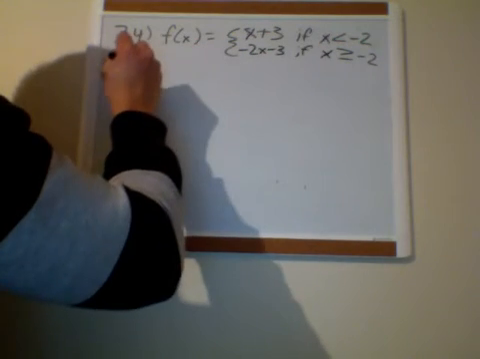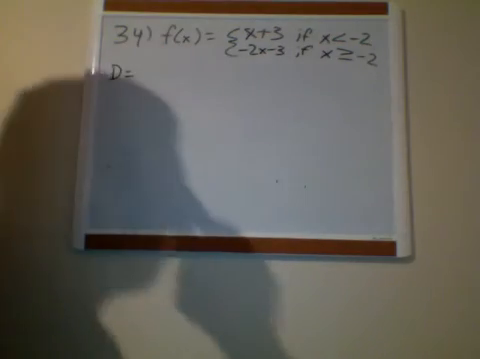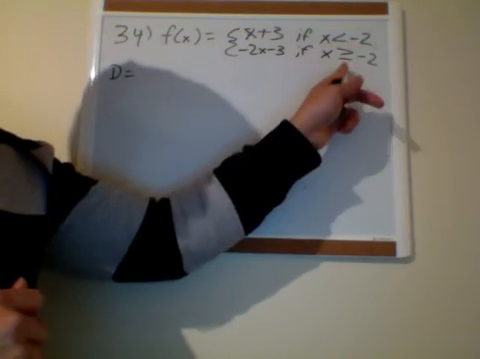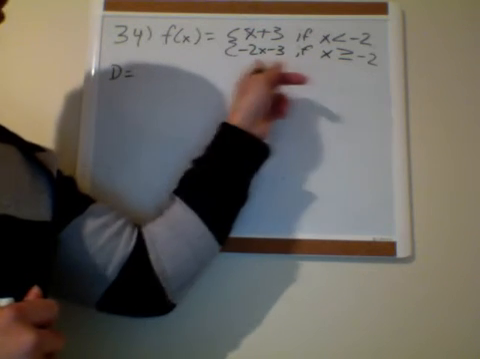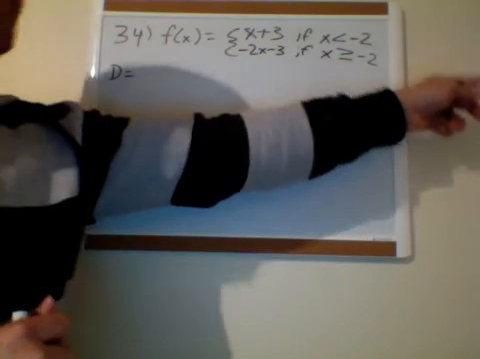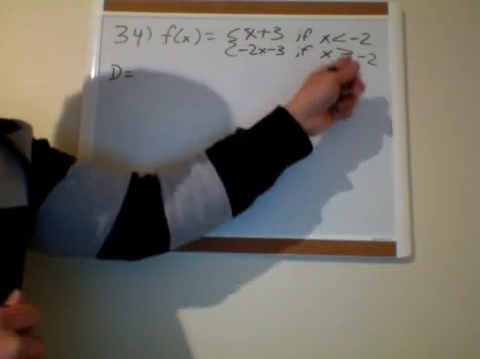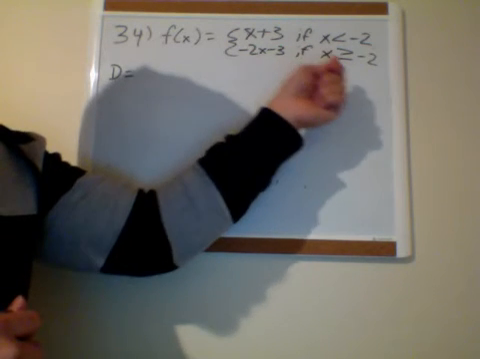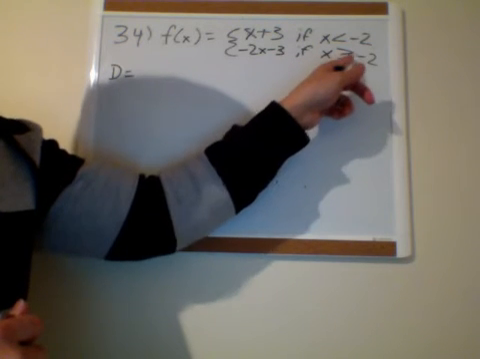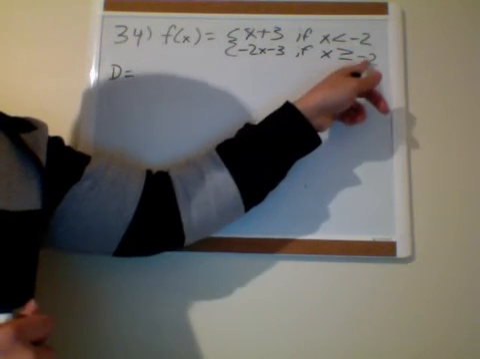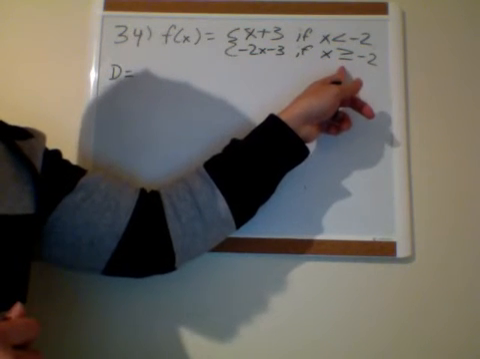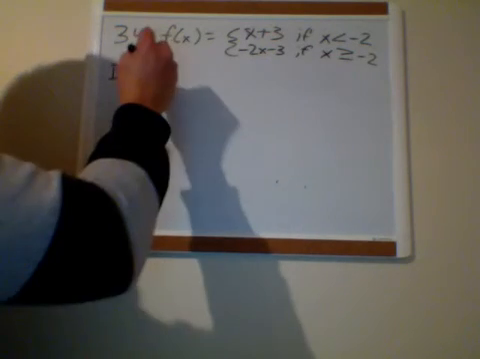Now let's find the domain. My domain here is, it acts like this function if it's less than -2, and then if it's greater than or equal to -2, it's going to act like this. So that means there is no minimum x value, there's no maximum x value, and at -2 there will be a value because I have greater than or equal to. So at -2 I will have a value with the second part of my piecewise function. So my domain again is all real numbers.